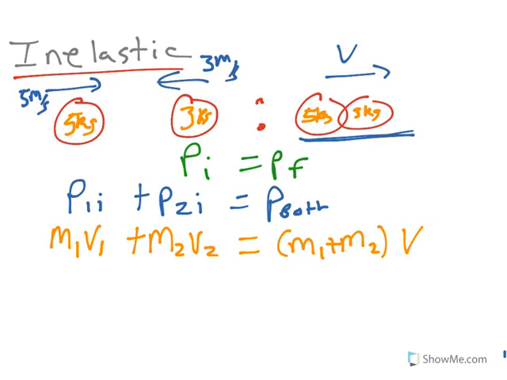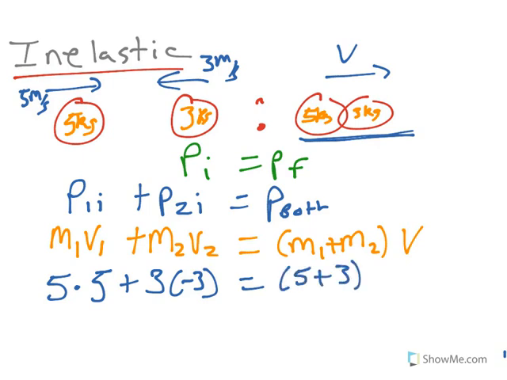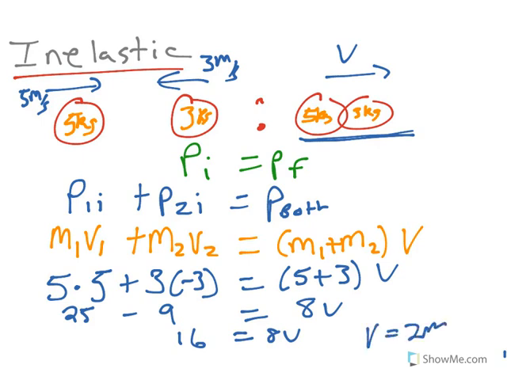At this point, we can try plugging in numbers. m1 is 5, v1 is 5, m2 is 3, v2 you would plug in as negative 3. And that equals 5 plus 3 times that unknown velocity v, and you're looking for v. So you would get 25 minus 9 equals 8v. 16 equals 8v, and v would equal 2 meters per second afterwards.